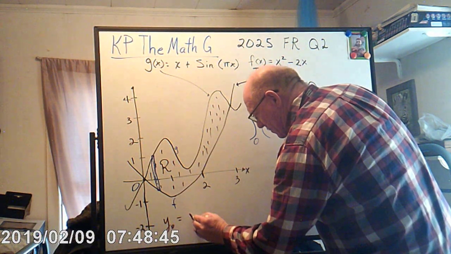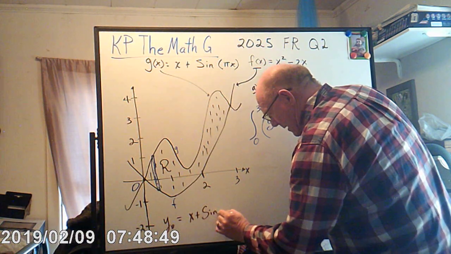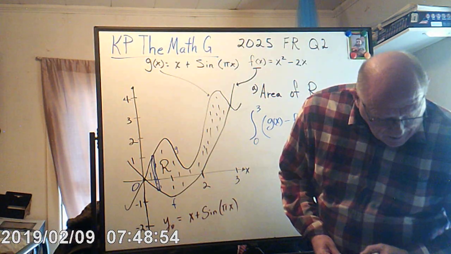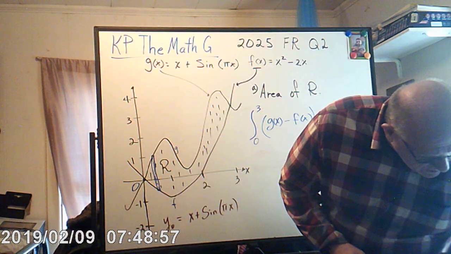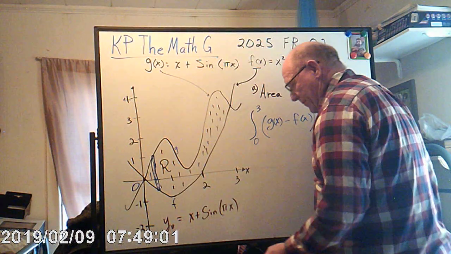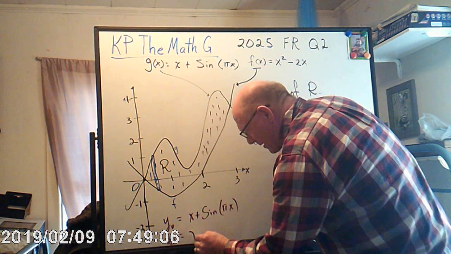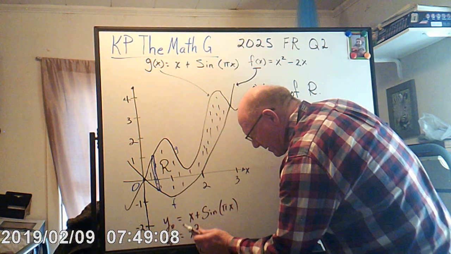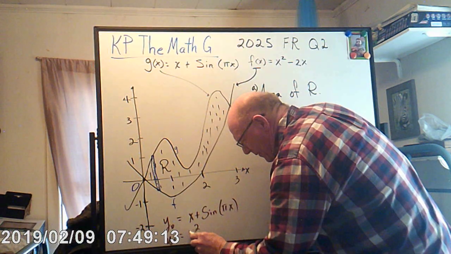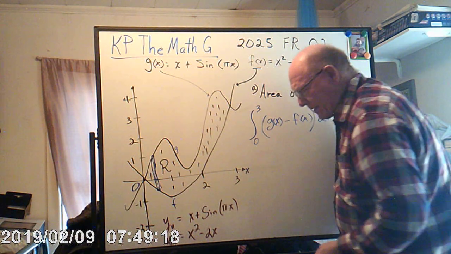So I'm just simply going to put x plus sine of pi x. Okay. And that's exactly what that is right there. Making sure you copy it down right. Y sub 1 down here is x squared minus 2x. I do believe that's correct.